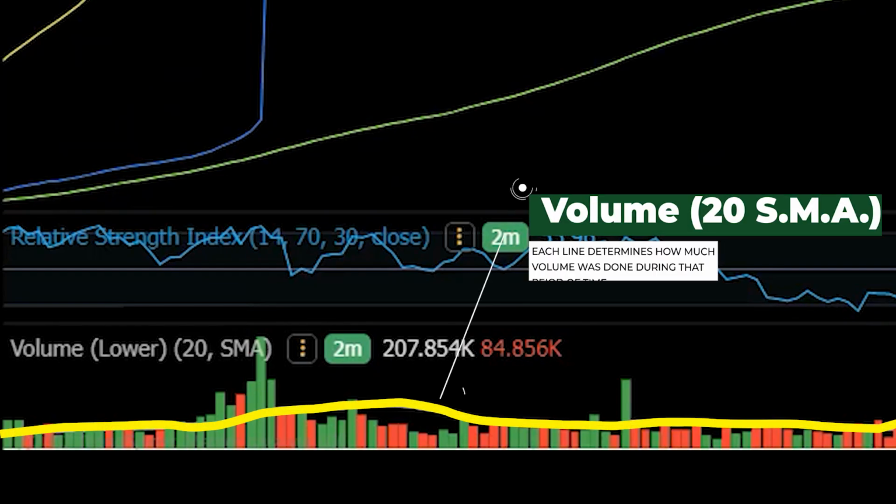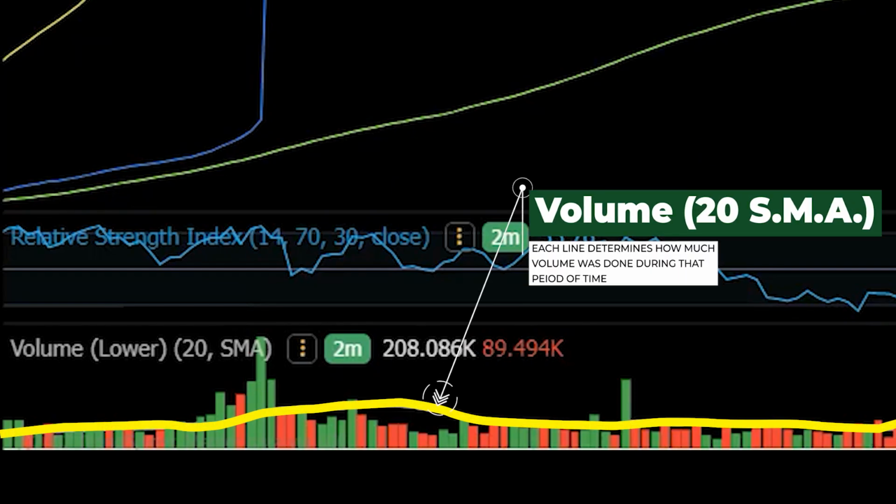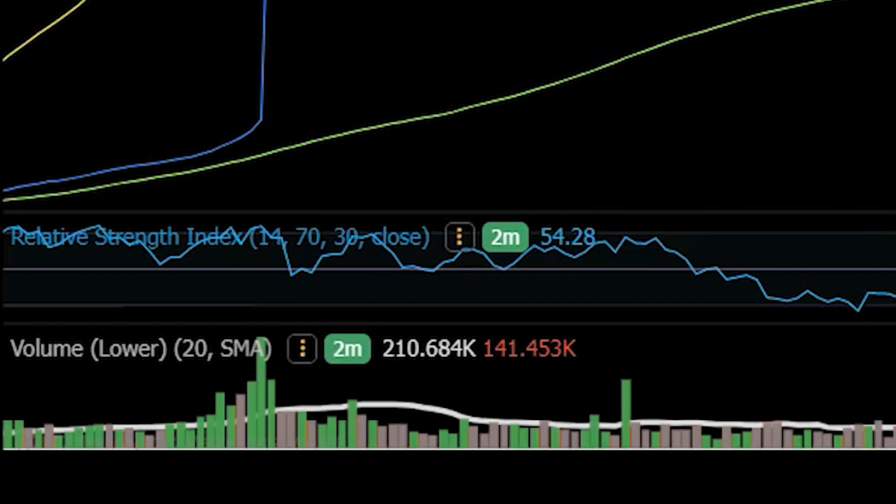We use a 20 SMA line to determine the average volume. Volume is pretty self-explanatory. Each line determines how much volume was done during that period of time. Red obviously is referring to selling volume. Green is referring to buying volume.